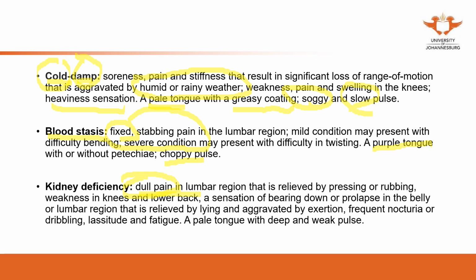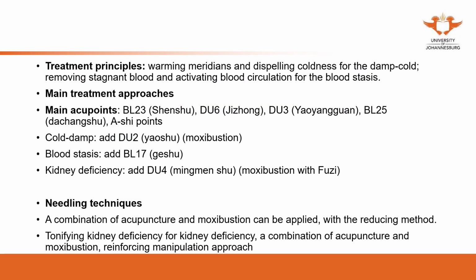Because of the kidney deficiency, the patient may present some other symptoms related to male or female problems. Deficiency, fatigue, pale tongue with deep, weak pulse. The treatment principles: warm the meridian, dispel coldness and dampness. It depends on the causes. For stagnation, you remove the stagnant blood, or you tonify the kidney.